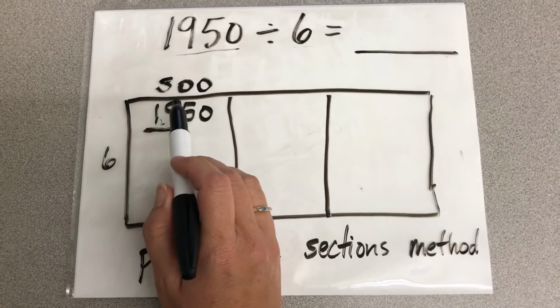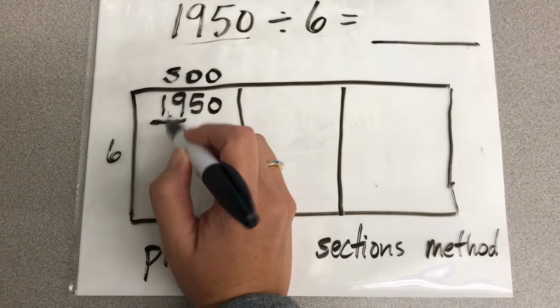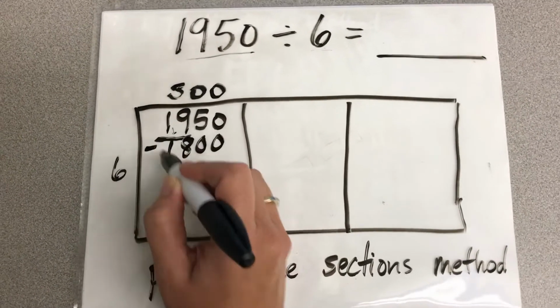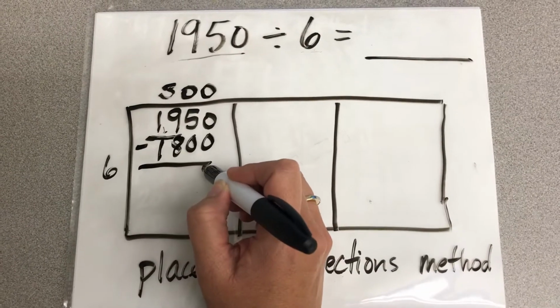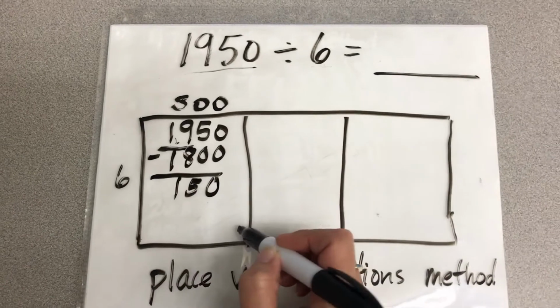And now we'll go ahead and multiply. How much is 300 sixes? 300 sixes is 1,800. And then we're going to see what we have left to divide. So we'll subtract. So that's 150 left to still divide up.